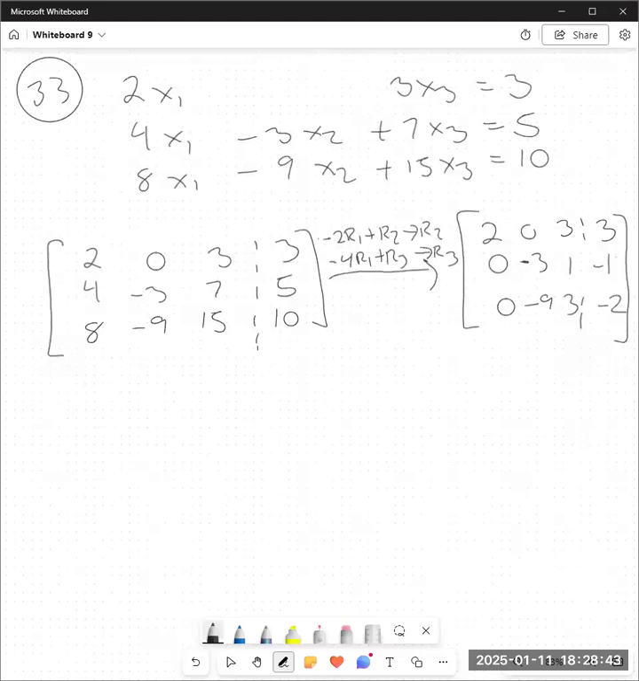There we go. And now we want to use that negative 3 to get a 0 there. So I'm going to take negative 3 times row 2 plus row 3 to produce a new row 3.